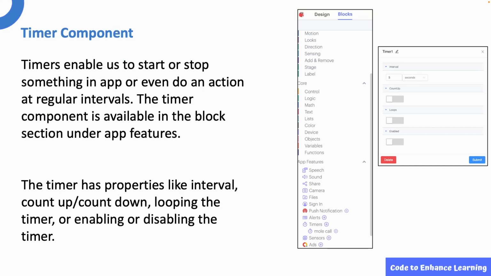Before we move further, let us have a look at the timer component which we will be using in our project. Timers enable us to start or stop something in our app or even do an action at regular intervals. The timer component is available in the block section under app features. The timer has properties like interval, count up, count down, looping the timer, or enable or disable the timer. Let us see how to create the timer for use in our app.